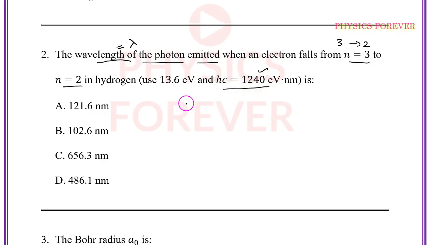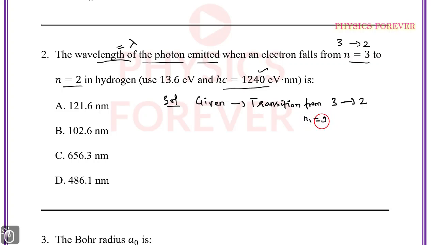Okay, so how to solve: what is given? The transition is from 3 to 2. So here n1 is 2, and n2 should be 3. The electron always goes from the highest state to the lowest state. So here the highest state is 3, and the lowest state is 2. So the lowest state n1 is equal to 2, and the highest state n2 is equal to 3.